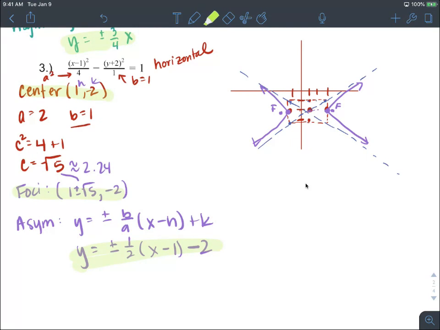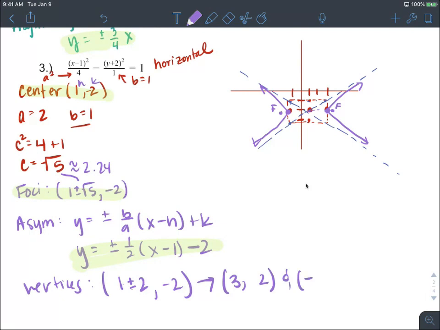Okay. Oh, my vertices. Okay, I started at 1 comma negative 2, and I added 1, 2 units horizontally, so I'm adding plus or minusing 2, which gives me 1 plus 2 is 3 comma negative 2, and 1 minus 2 gives me negative 1 comma negative 2. So those are my vertices.